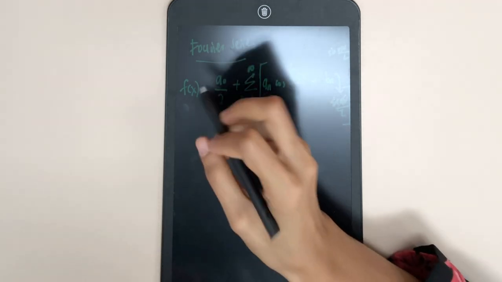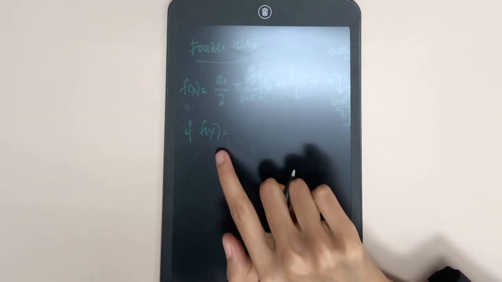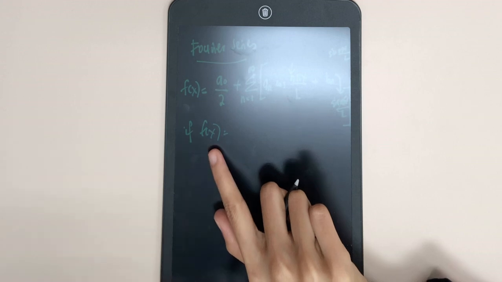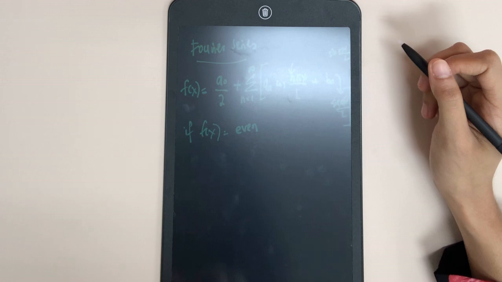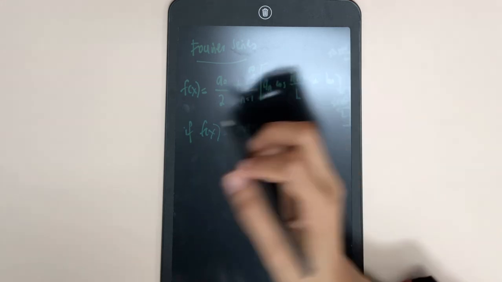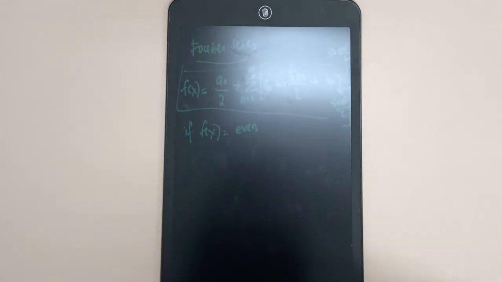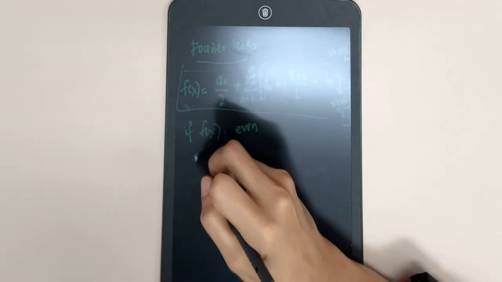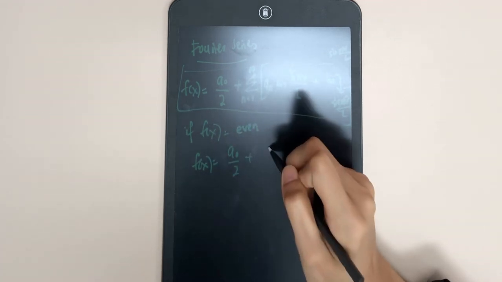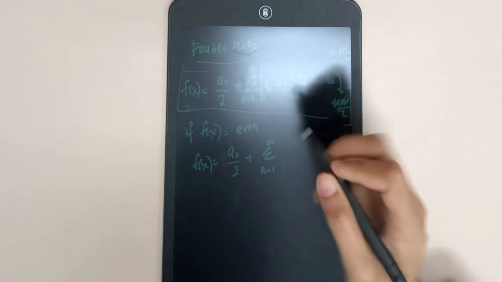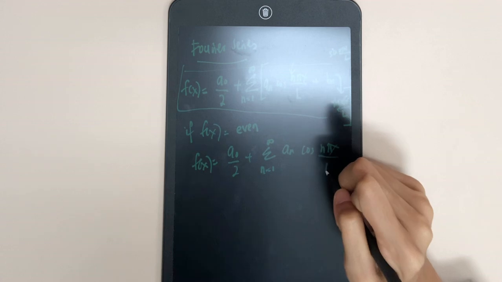Okay, the function will be given in the question. Yang ni yang saya cakap, ini paling penting dulu. If your function is even, this is the general equation, so now if your function is even, your equation now becomes a0 over 2 plus summation n equal to 1 to infinity an cos(n pi x over L).